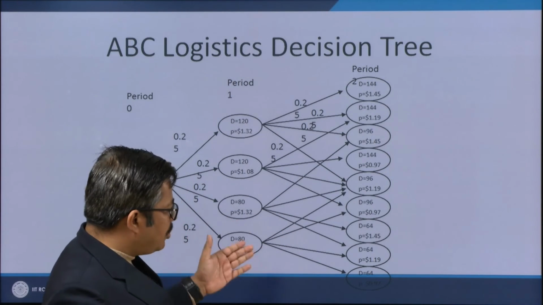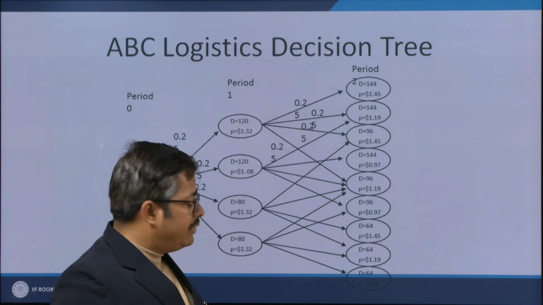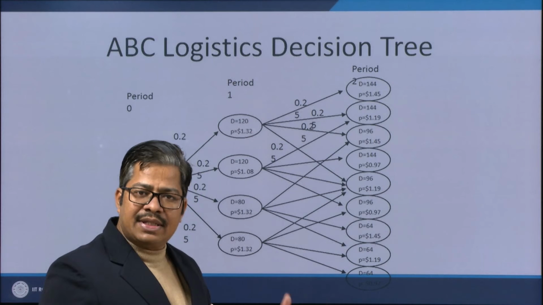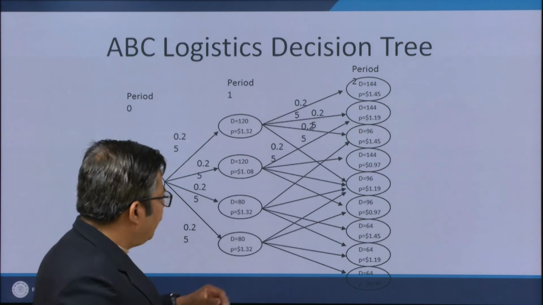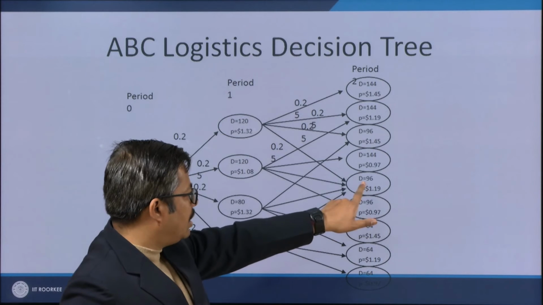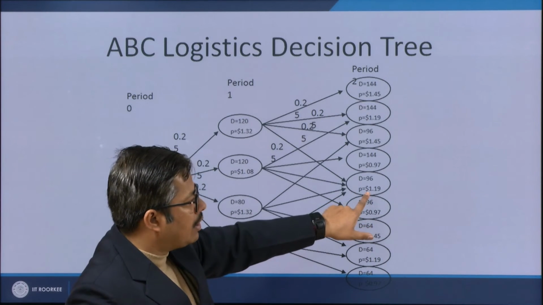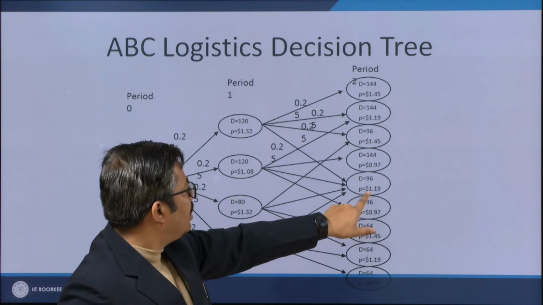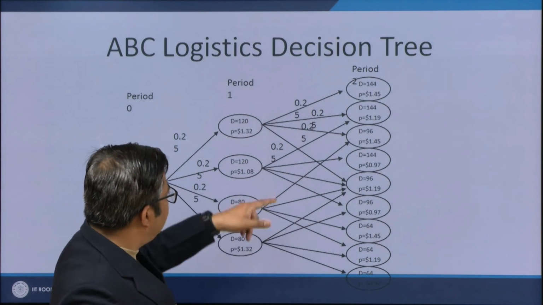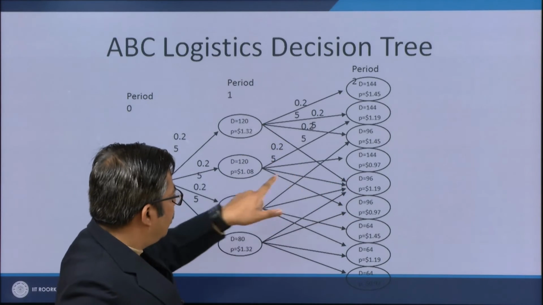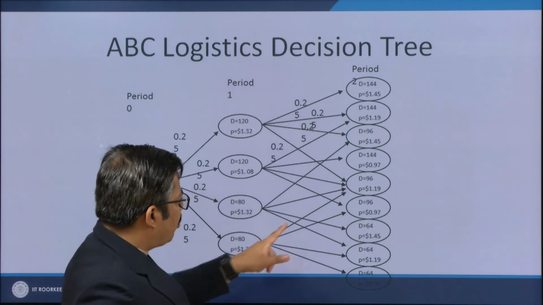And when you make your own decision tree diagram, you will see that many of these states are common. For example, if we talk of this state, D equals 96 and price is 1.19, this is common, because you have one arrow coming from here, one arrow coming from here, one arrow coming from here, and one arrow coming from here.